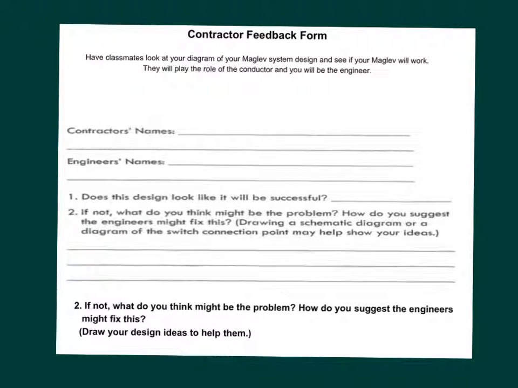Contractor feedback form. Have classmates look at your diagram of your maglev system design and see if your maglev will work. They will play the role of the contractor and you will be the engineer. Please list the contractor's names and the engineer's names. 1. Does this design look like it will be successful? 2. If not, what do you think might be the problem? How do you suggest the engineers might fix this? Drawing a schematic diagram or a diagram of the switch connection point may help you show your ideas. 2. If not, what do you think might be the problem? How would you suggest the engineers might fix this? Draw your design ideas to help them.